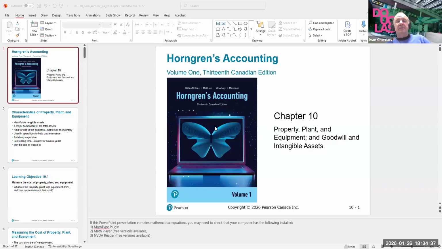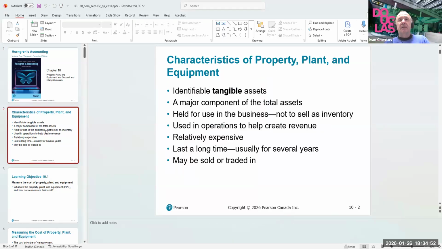All right, let's go quickly now with chapter 10. In the beginning, chapter 10 was dealing with property, plant, and equipment, which are the long-term assets available for the company. They can be tangible or intangible, used for a long period of time, relatively expensive, and used in the operation of the company to help create value for customers, in other terms, revenue.